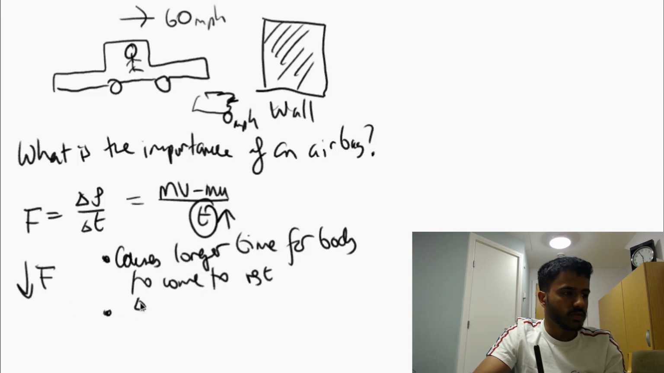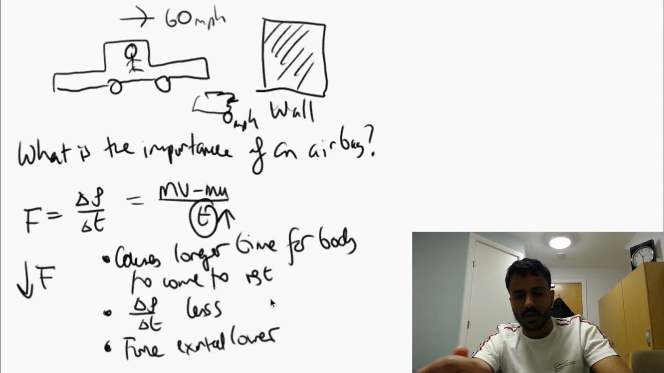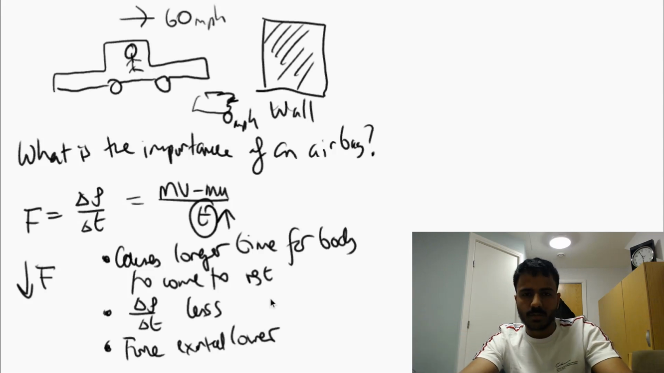So the value of change in momentum over change in time is less, and therefore the force exerted is lower. That's why there are features in the car called the crumple zone, the airbag, and a seatbelt, because they increase the time taken for you to slow down, and it therefore reduces the force exerted on your body. So you're more likely to walk away with less serious injuries.